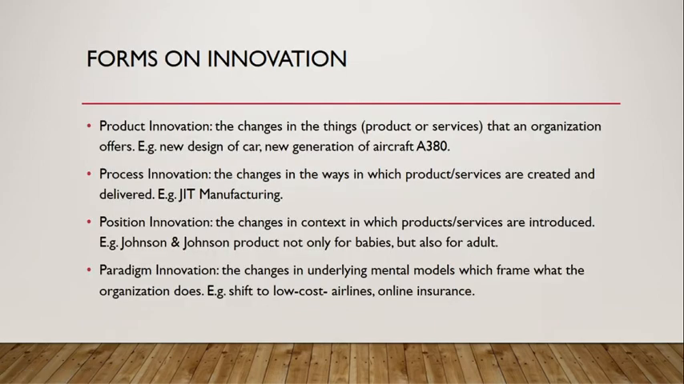Forms of innovation. Product innovation, the changes in the things, products or services, that an organization offers. Example, new design of car, new generation of aircraft A380. Process innovation, the changes in the ways in which products or services are created and delivered. Example, JIT manufacturing. Position innovation, the changes in context in which products or services are introduced. Example, Johnson & Johnson product not only for babies, but also for adults. Paradigm innovation, the changes in underlying mental models which frame what the organization does. Example, shift to low-cost airlines, online insurance. The innovation process.